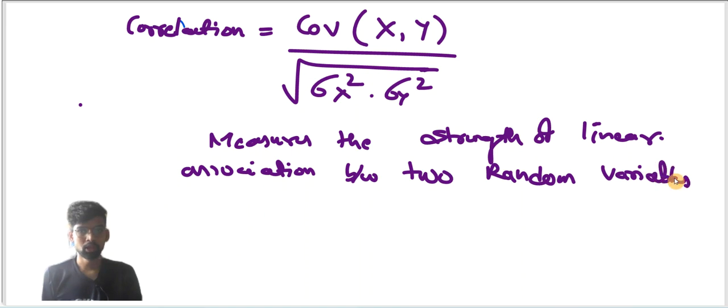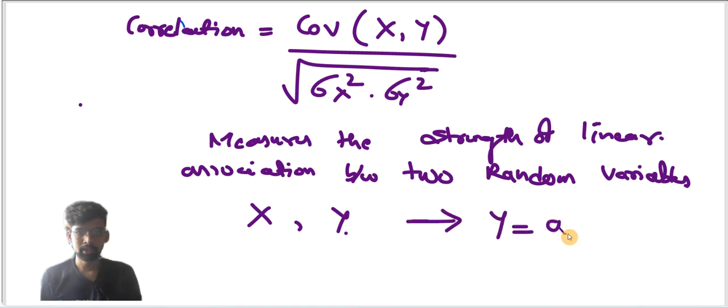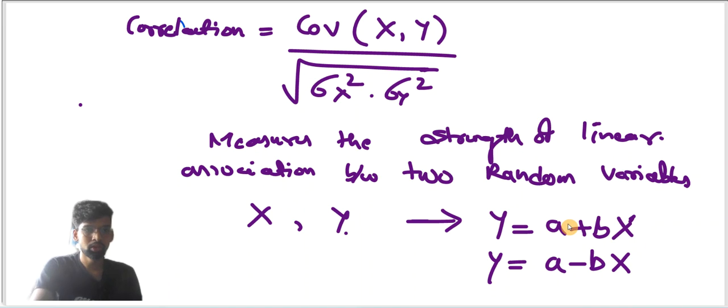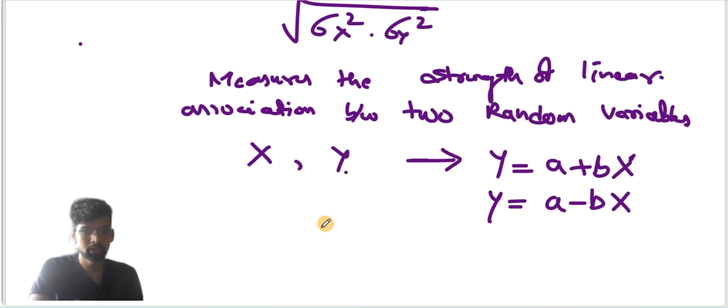So if we have two random variables, say x and y, and they are perfectly related in a linear fashion, that is, suppose y can be written as a plus bx, meaning there is a perfect linear relationship between y and x, then we can say that the correlation coefficient for them is +1. In the same manner, if y and x are negatively correlated, then their relationship is given by this. So let's show how this relationship can be proved.